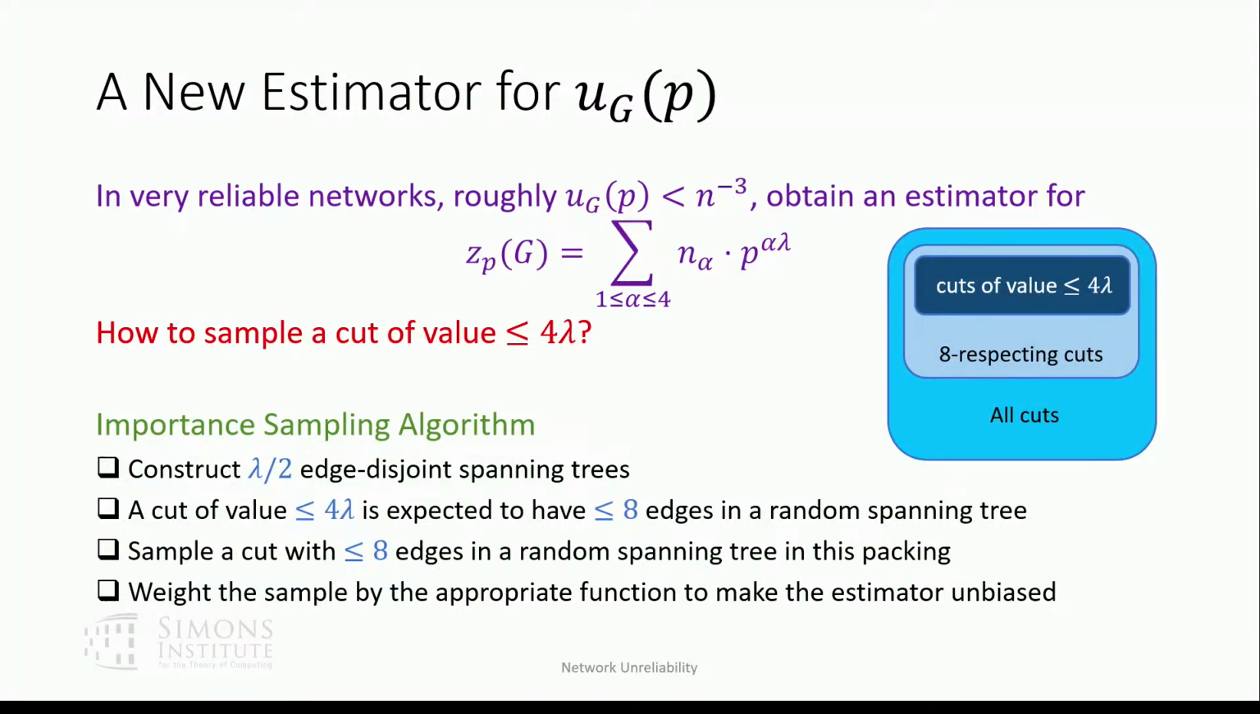Okay, so this is the picture. I had all cuts. And then I said, because of my observation, I could only focus on cuts of value at most 4 lambda. So that's a very small set of cuts. Now I am going to this larger set that sits between these two sets. That's all cuts that are 8 respecting a spanning tree. 8 respecting just means that it has at most 8 edges. Okay. So this is some sort of surrogate set in the middle of these two things. And I'm sampling into that set. I have no way of sampling into the small set directly.